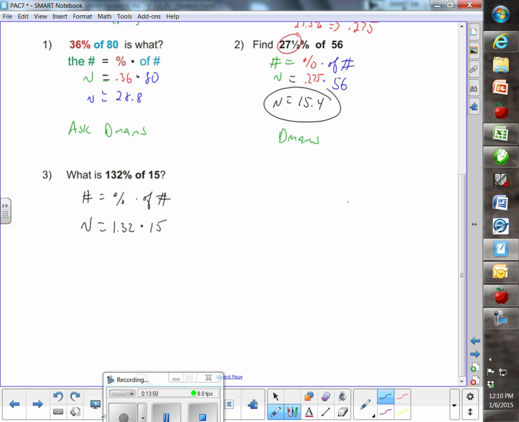1.32 times 15. Austin, what do you get? 19.8. Are we done? What do we have to do? Let's ask DMAMS. DMAMS, what do you think of 19.8? What's 100% of 15? So do we need to be bigger than 15? Are we bigger than 15? Yeah, and about 4.8 bigger. That sounds good to me. Sound good to you? I like it. DMAMS likes it. Our answer makes sense.